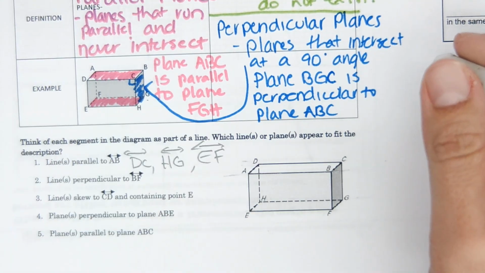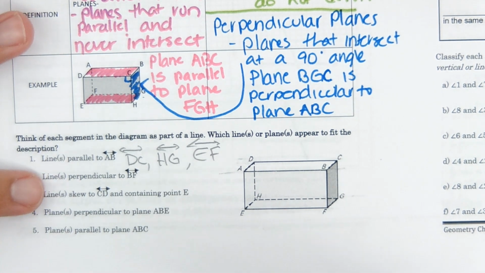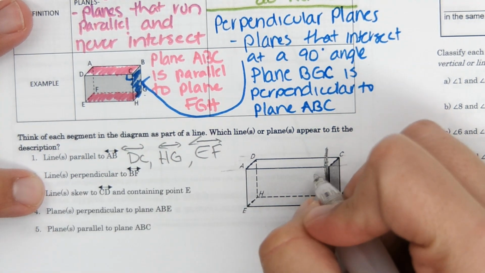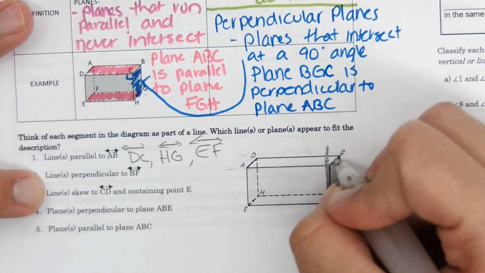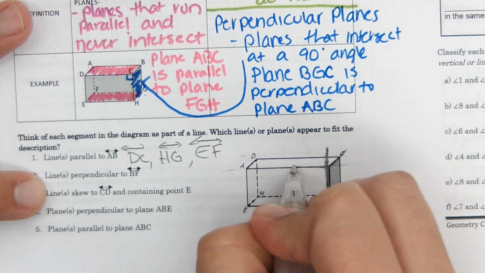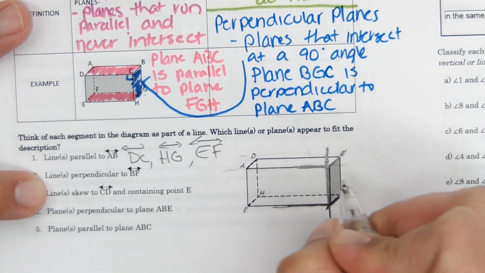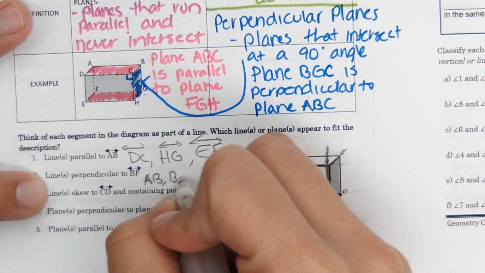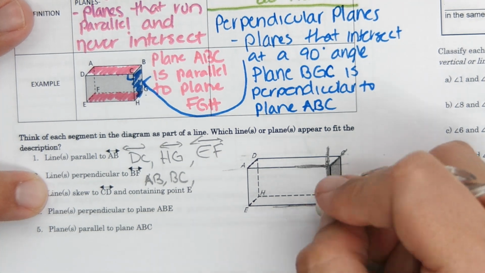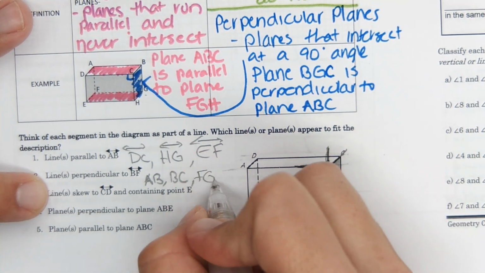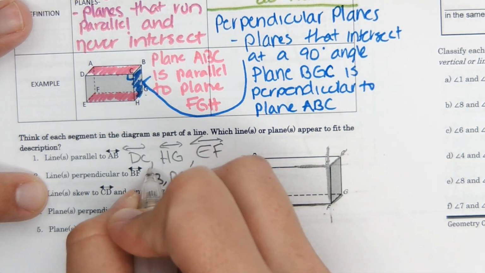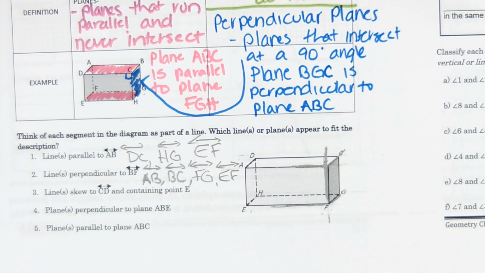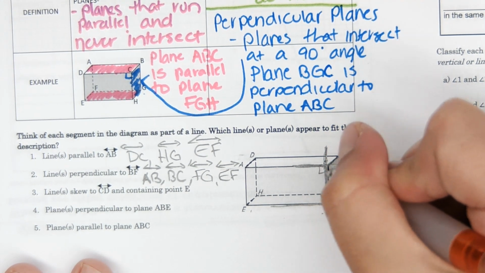Like I said, after I'm done, I'm going to erase my marks so that way I have a clear canvas for the next problem. Okay, the next one says lines perpendicular to BF. So BF is right here. Lines perpendicular would form a 90-degree angle. So like BC, FG, AB, and EF would all be perpendicular to that line. So I could say line AB, BC, so let's say FG, and EF. Line AB, BC, FG, EF are all perpendicular to form 90-degree angles with that line.